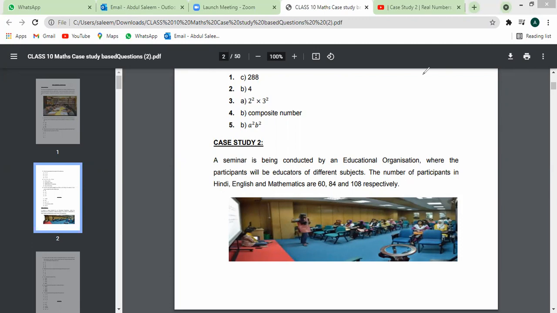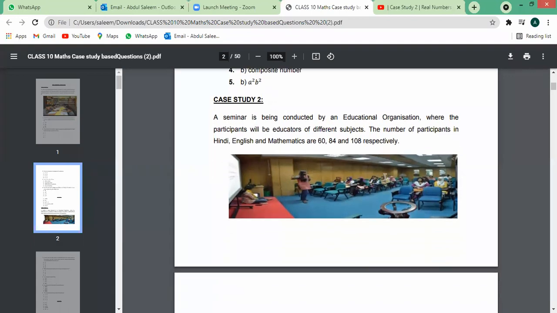Case study, second question, real numbers. A seminar is being conducted by the educational organization where the participants will be educators of different subjects. The number of participants in Hindi, English, and mathematics are 60, 84, and 108 respectively.